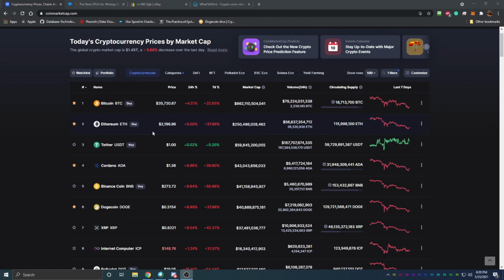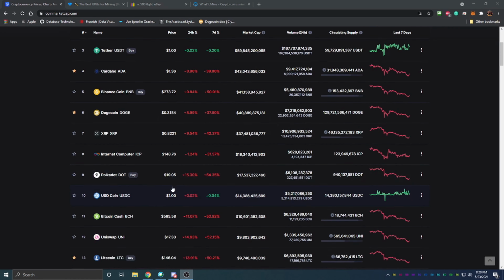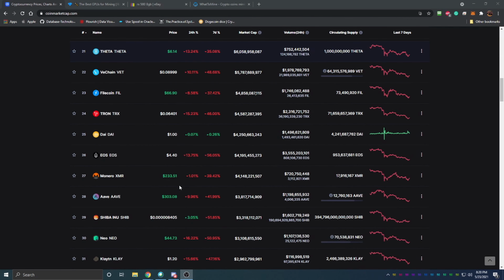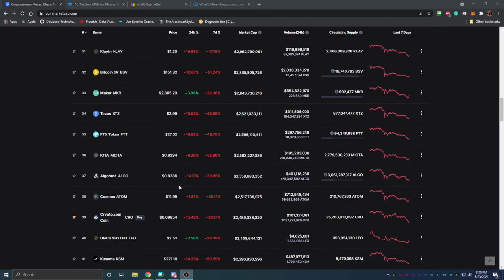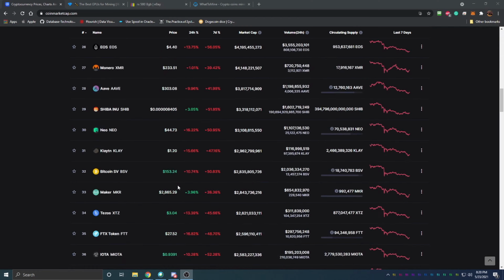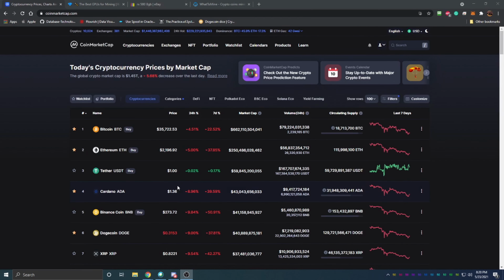Bitcoin's fallen quite a bit, which means a lot of other cryptos have fallen quite a bit as well. Ethereum being one of them, Cardano's fallen down, Binance Coin, Dogecoin, XRP. Scrolling down the list, every single cryptocurrency is down some amount compared to where they were at least a week ago.